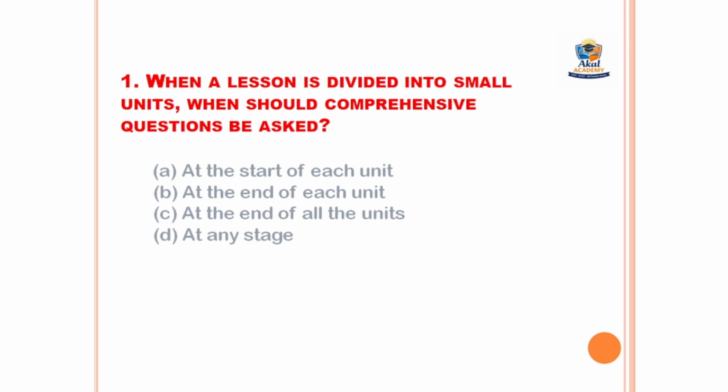First question. When a lesson is divided into small units, when should a comprehensive question be asked? Options: A, at the start of each unit; B, at the end of each unit; C, at the end of all the units; D, at any stage.